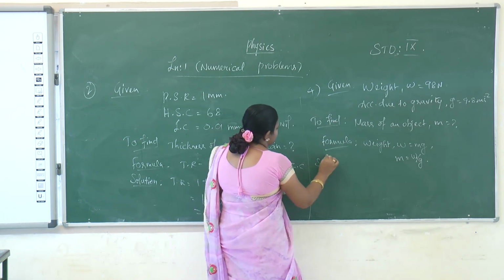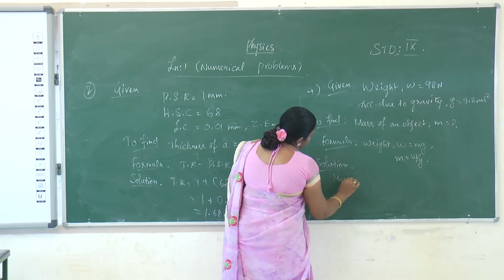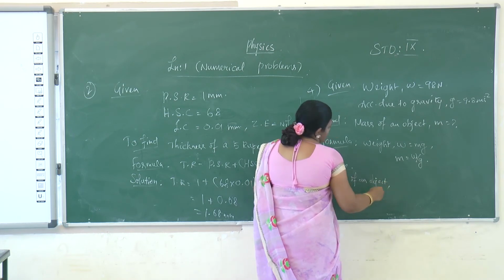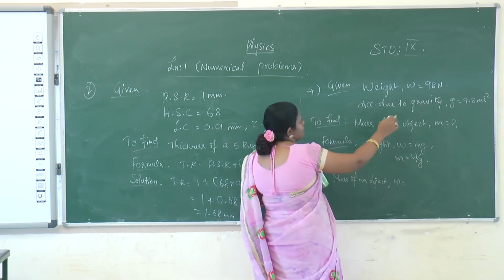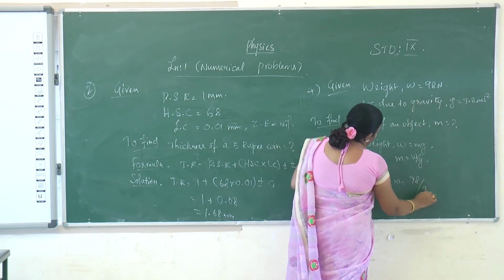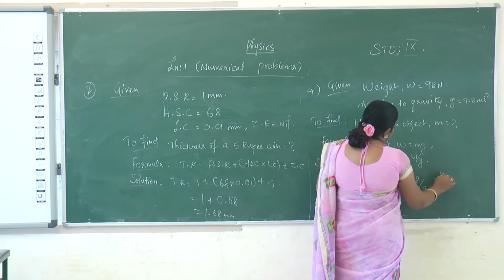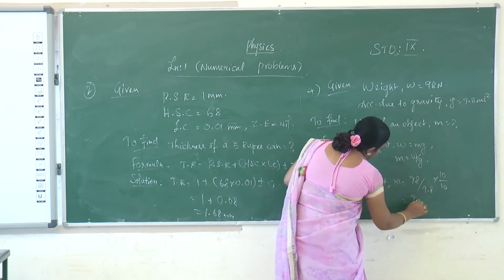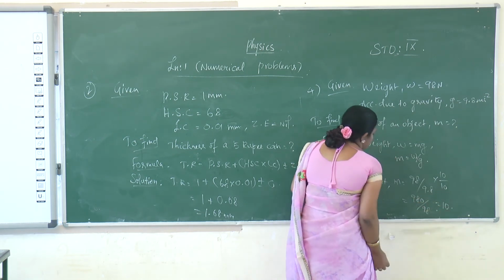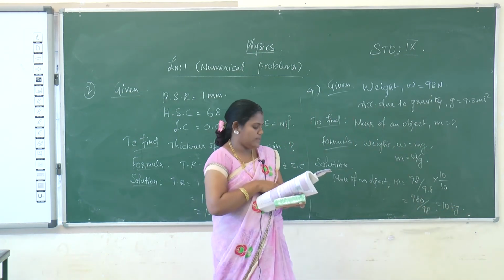And solution: the mass of an object, m is equal to, substitute the weight value, that is 98, and the acceleration due to gravity, that is 9.8. So multiplying numerator and denominator by 10, that is 980 by 98. What's the value? That is 10 kilogram. So mass of an object is equal to 10 kilogram.